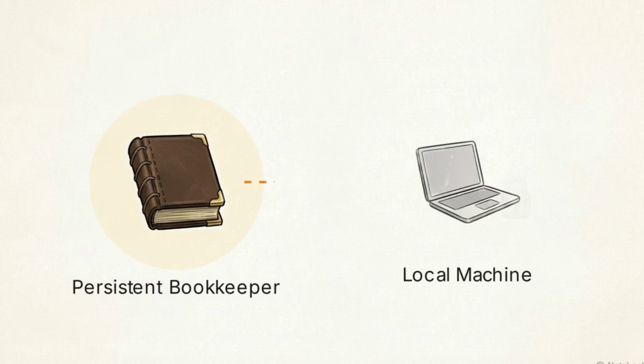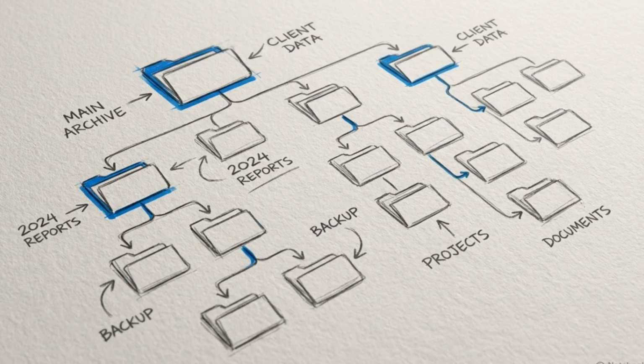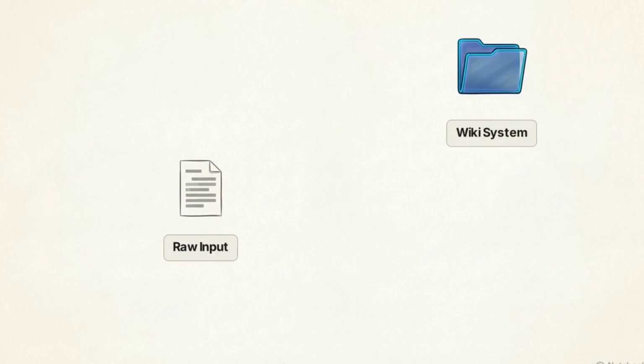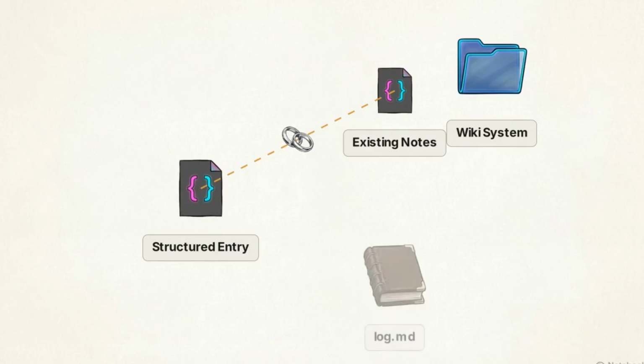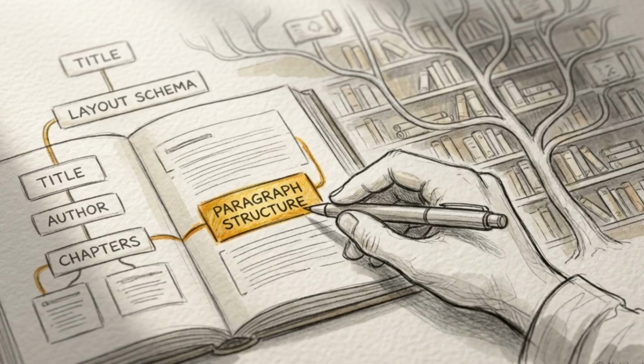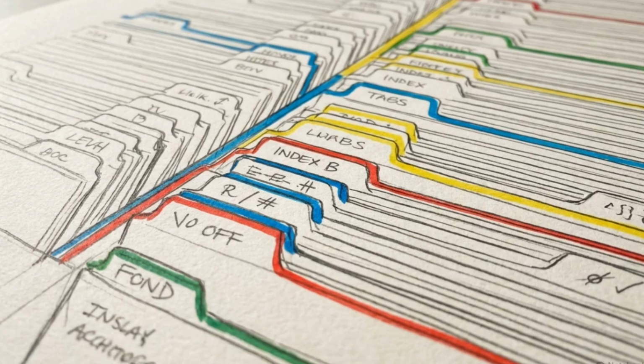Instead of treating the AI as a temporary chat interface, we will configure it to act as an active, persistent bookkeeper on your local machine. By the end of this tutorial, you will have a local directory structure. When you drop a new file into it, the AI automatically reads the text, writes a detailed summary, cross-references your existing notes, and logs the update. You handle the sourcing and decide what questions to ask. The AI handles the endless filing, tagging, and folder maintenance.